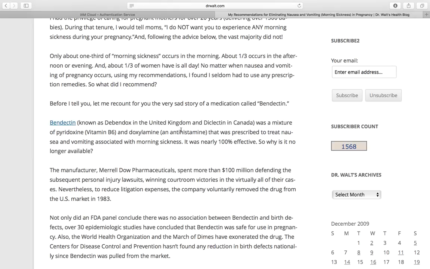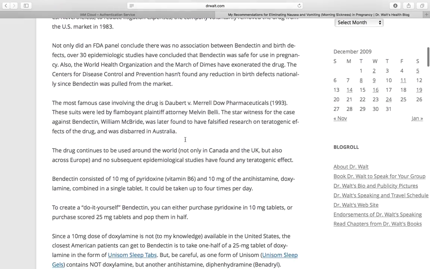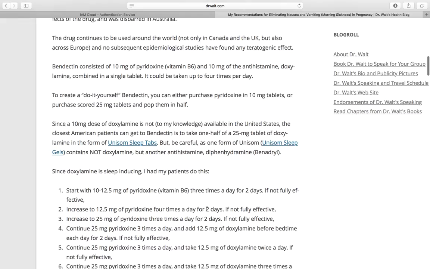So back to Bendectin for morning sickness. It's a combination, Bendectin was a combination of pyridoxine, vitamin B6, and doxylamine, which is an antihistamine. It's under the brand name of Unisom in the US, and it again has to be the old school doxylamine. So you want to tell patients that they can take 10 milligrams of vitamin B6 and 10 milligrams of doxylamine up to 4 times a day.